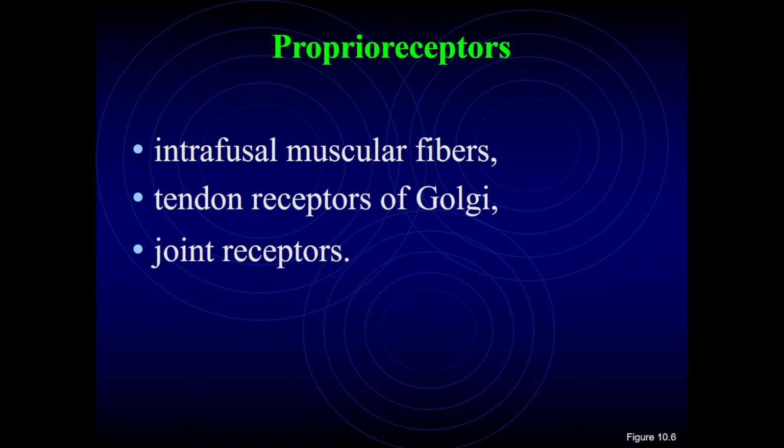The Golgi tendon organs provide information about the degree of muscle tension at which it is stretched, as well as the force that the muscle develops. Joint receptors respond to the position of the joint and the rate of change in the joint angle.